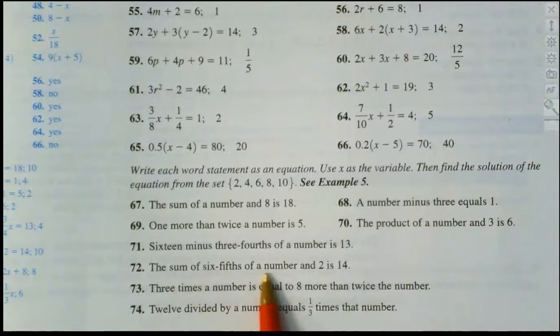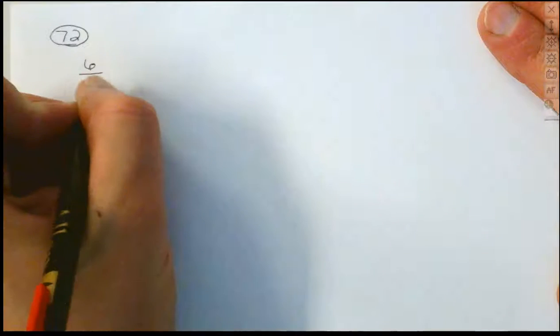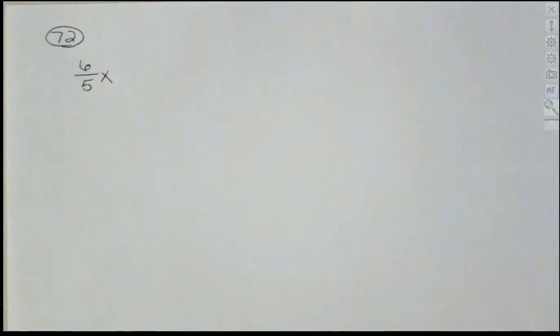Well, 6/5 of a number, that would be 6/5 x. So that's going to be our first part here. That's going to be your 6/5 x. Now, what are we doing with that 6/5? It says the sum means add, so the sum of 6/5 of a number and 2. So we're going to add 2 to that.